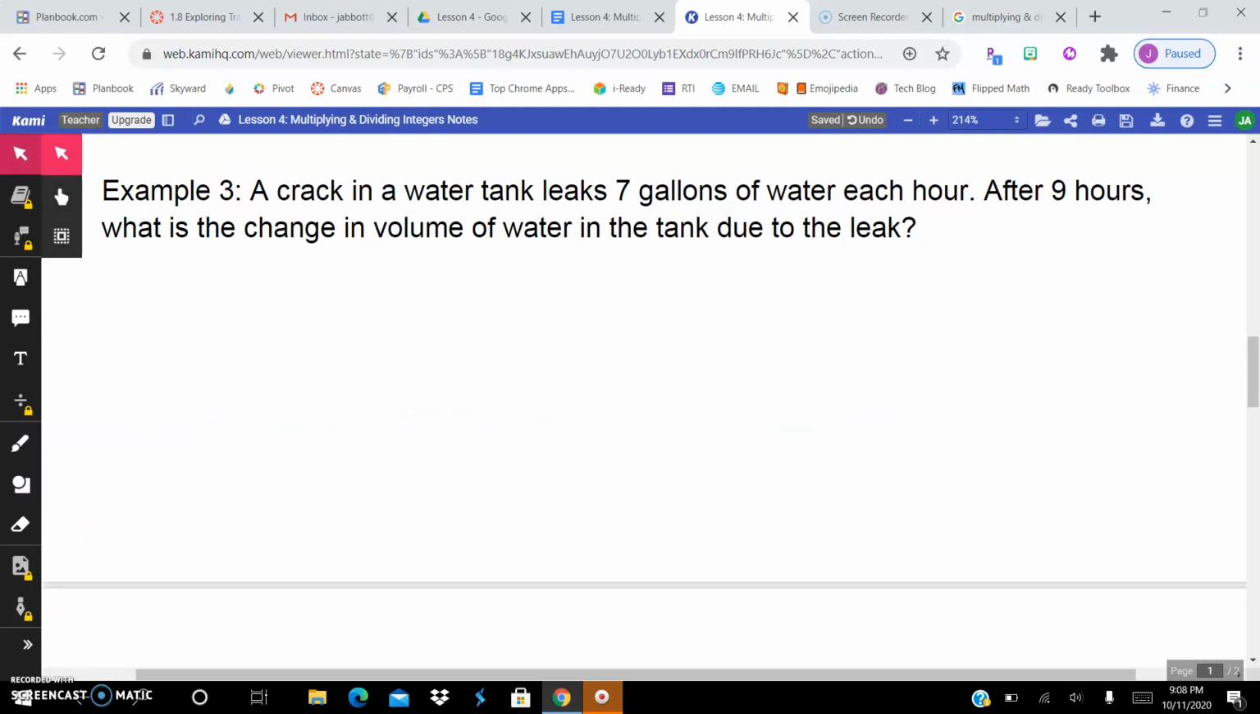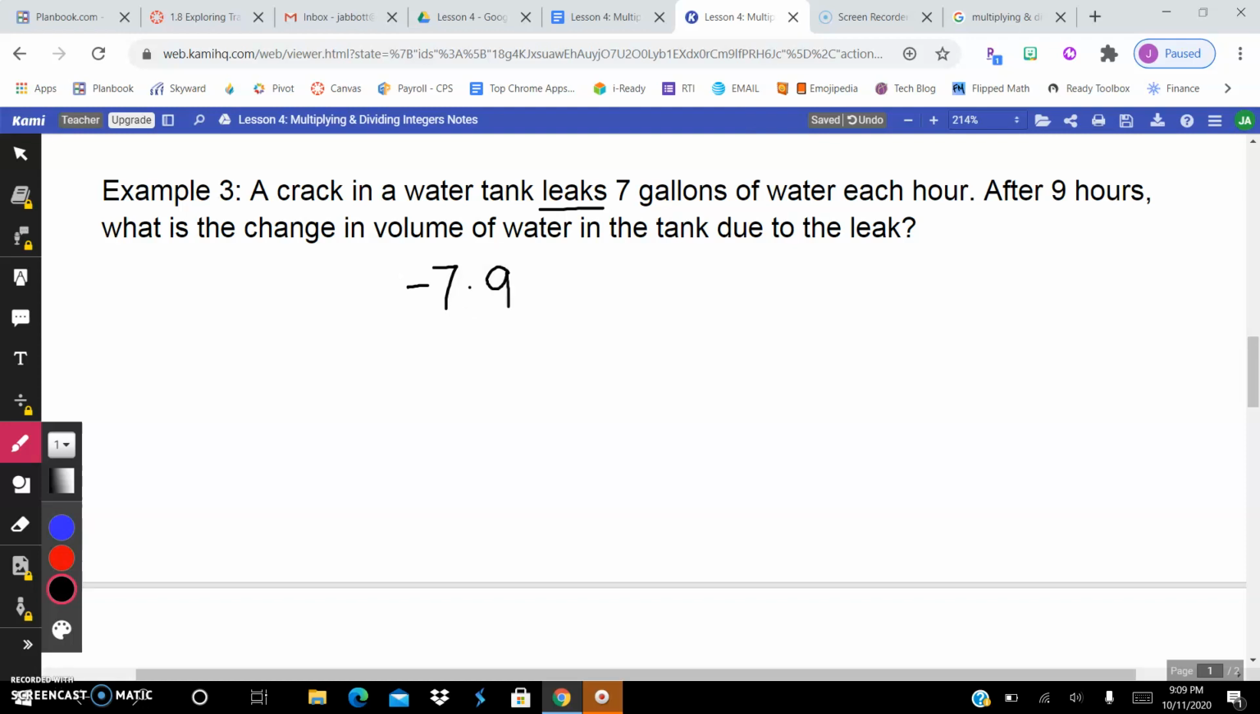Example 3, a crack in the water tank leaks 7 gallons of water each hour. After 9 hours, what is the change in volume of the water in the tank due to the leak? Well, keyword here, leaks, that means it's coming out. That means it's going down. That means it's a negative number. So negative 7 each hour, and we know this happens for 9 hours. So 9 different times, 7 gallons have leaked out.